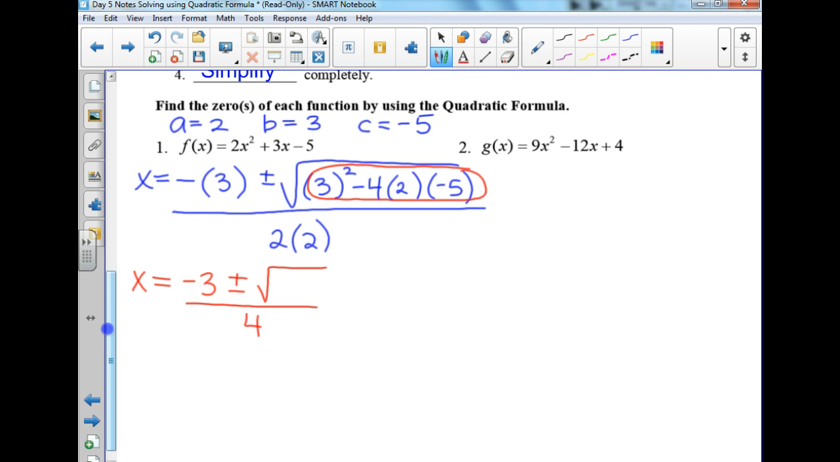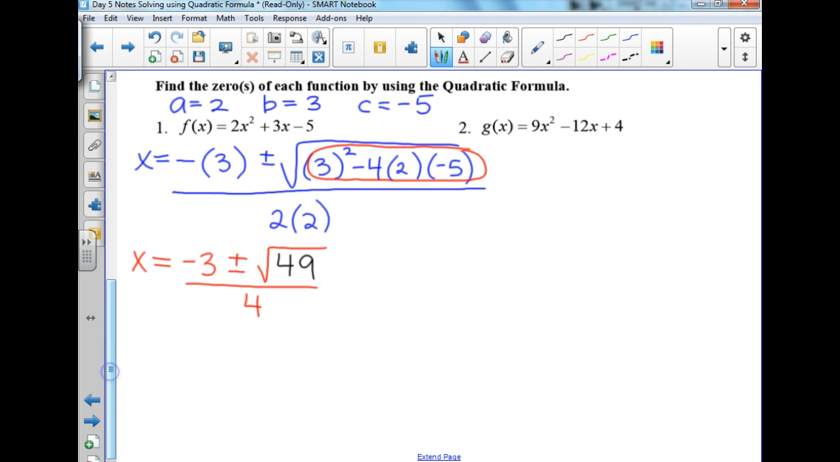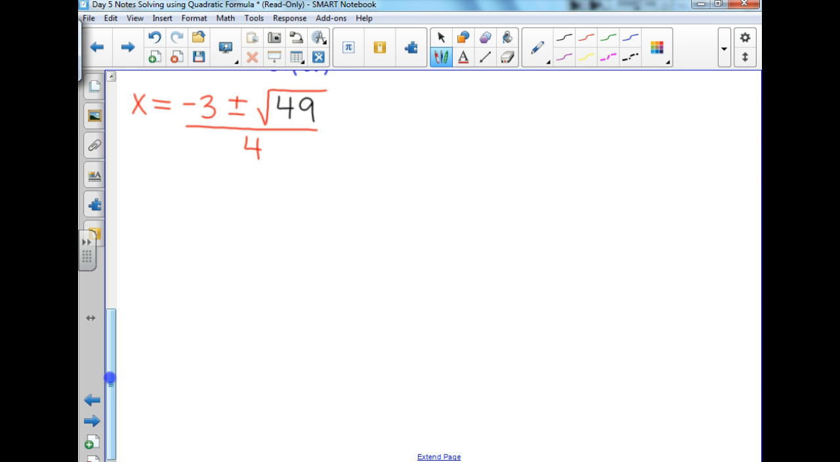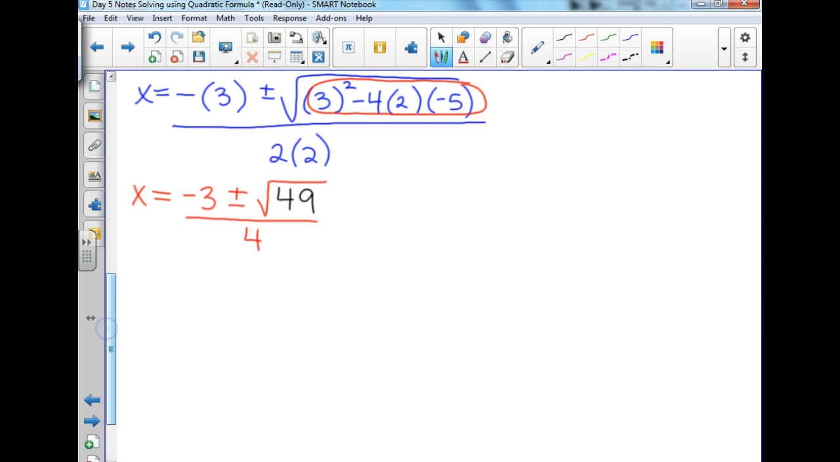Anyone get an answer? 49. Did everyone get 49? Yes. Okay, so what is the square root of 49? 7. So now we can go ahead and simplify it. Okay, so now I'll rewrite x equals -3 plus or minus 7 over 4.